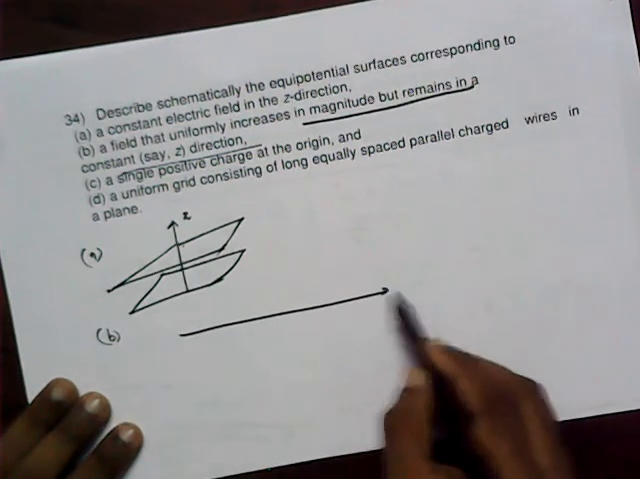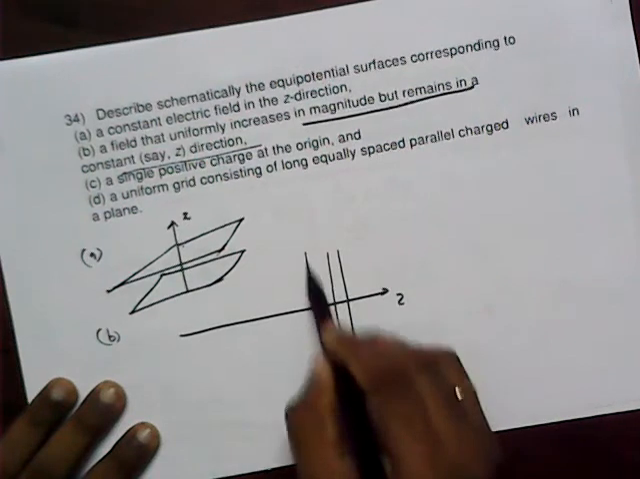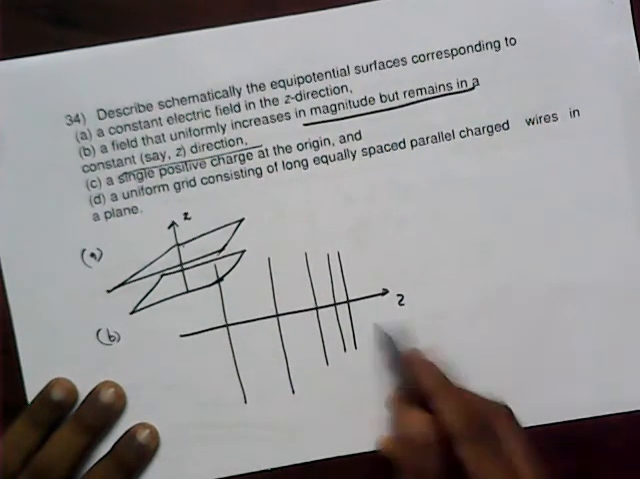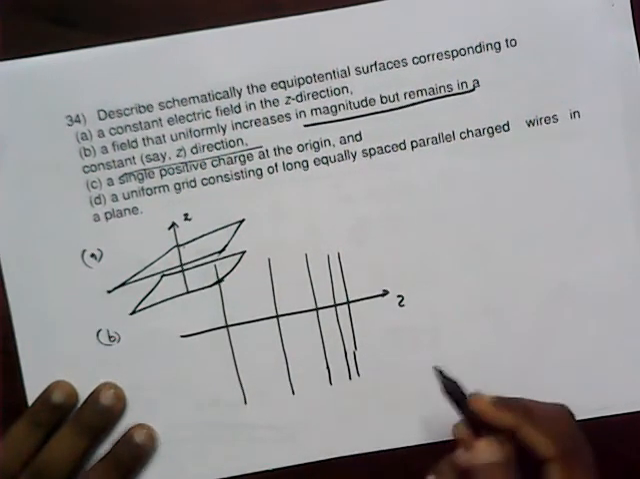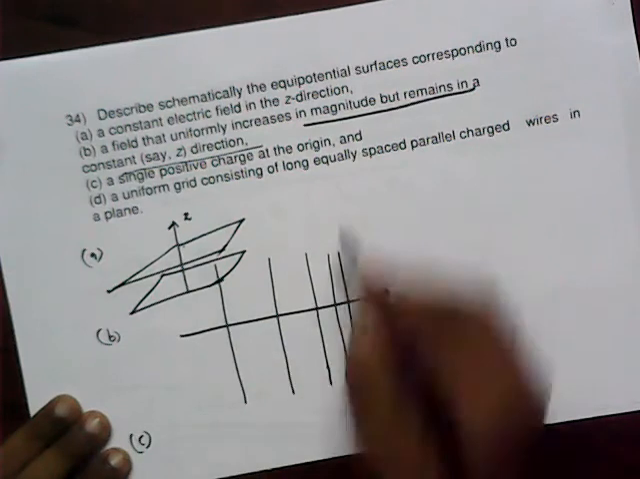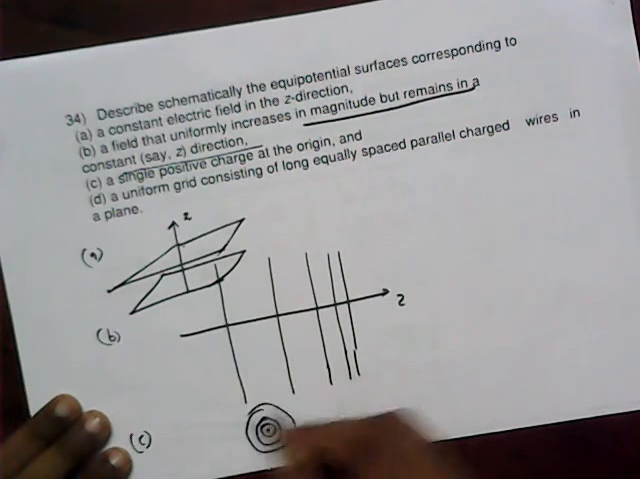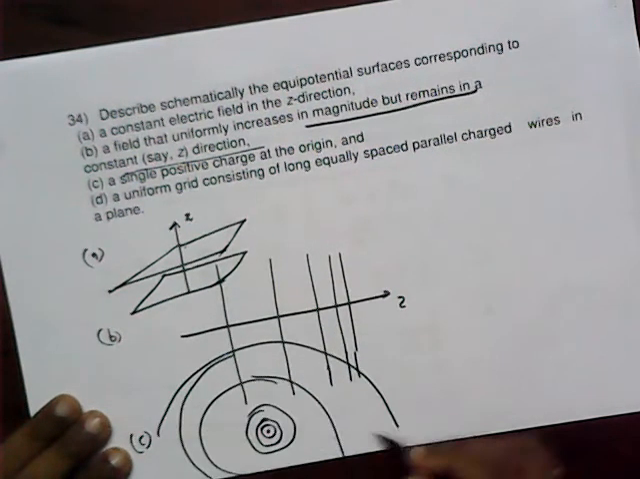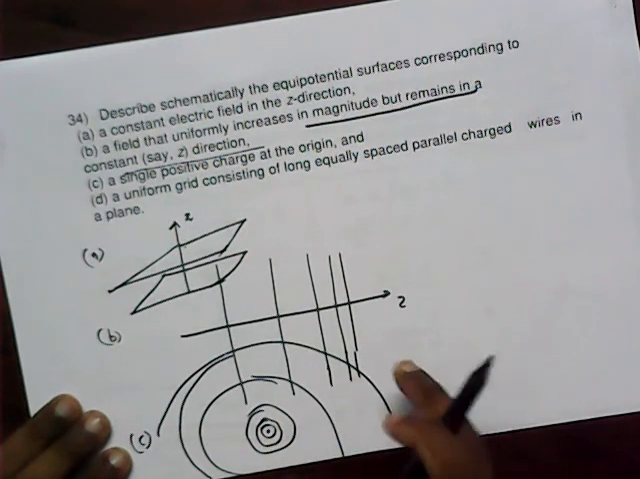So if it is Z, we can say this is the plate, this is the plate, this is the plate, this is the plate, this is the plate. That is a very important one. While going along this, its value goes on increasing. That is the concept. And what about C, a single positive charge at the origin? You know this is the charge. And keep in mind, while reaching the center, its electric field strength must increase. So the equipotential surfaces go on increasing.